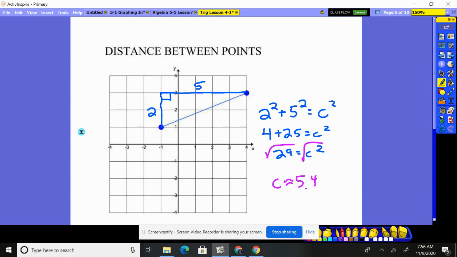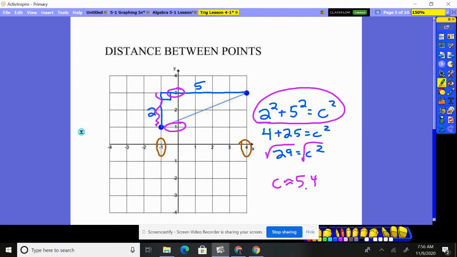So that is how we do the distance. And it's great if we have a picture. Well, what we do is we take this Pythagorean theorem. How did we get 2? It was simply the difference between your heights, 1 and 3. And then how did we get that 5? Well, that was the distance from -1 over here to 4.